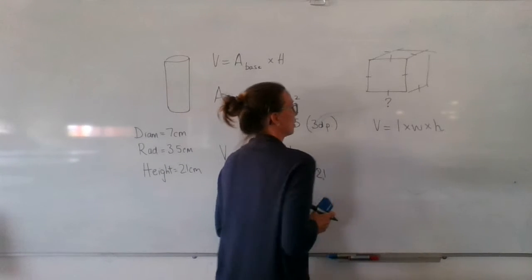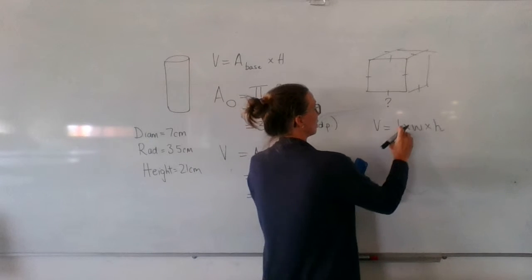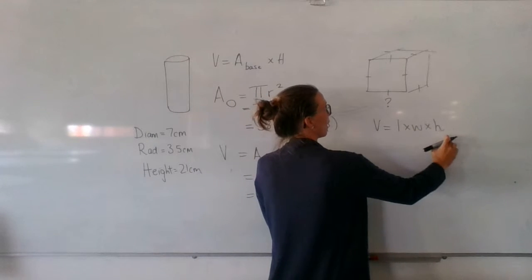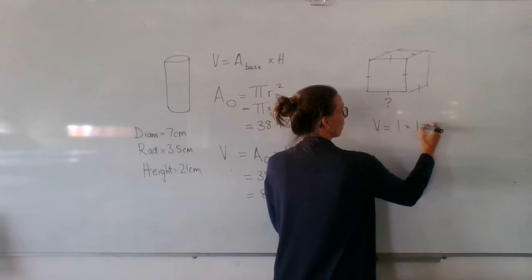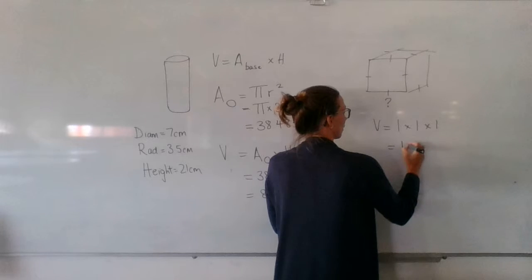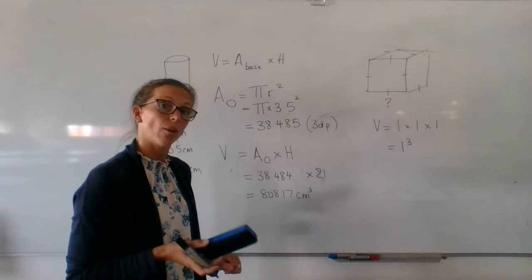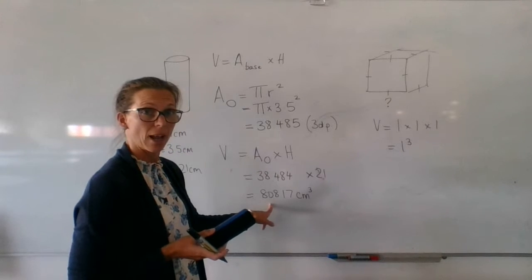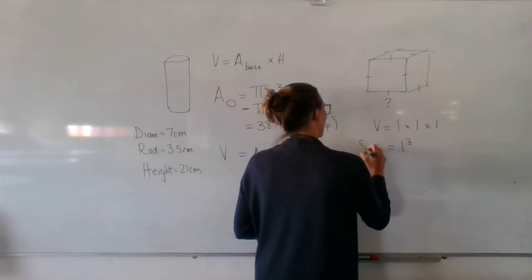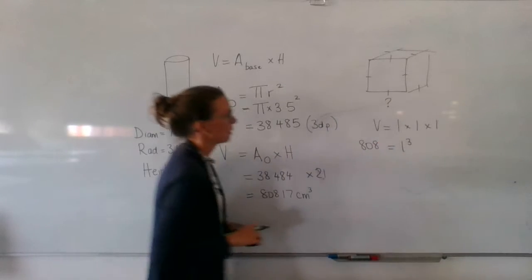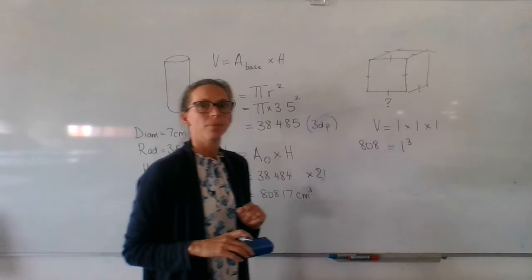I want to know the length. Now what I do know about a cube is length times width times height, but they're all the same. So really, it's length times length times length, which is equal to length cubed. What do I know about volume? Well, I know that my volume is 808. Let's just keep it at 808 cubic centimetres. So how am I going to find L? How am I going to find that length?